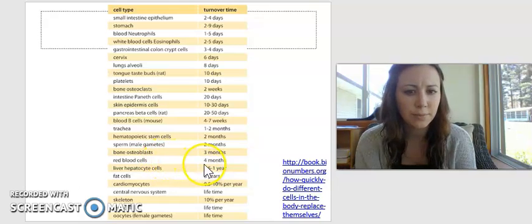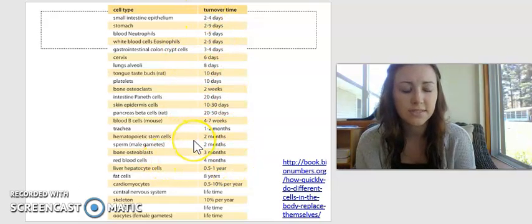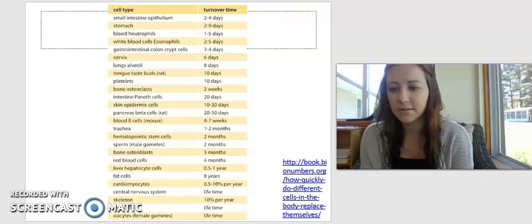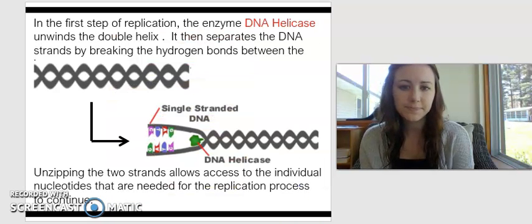Red blood cells, 4 months. So you just see a difference in the amount of time that these cells take to divide. And in order to divide, remember, we have to go through that process of cellular replication.